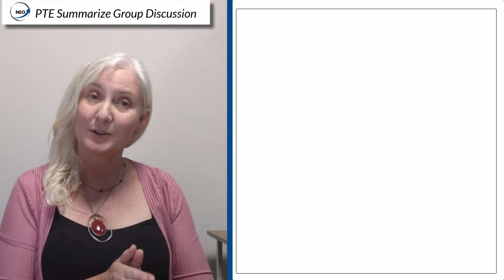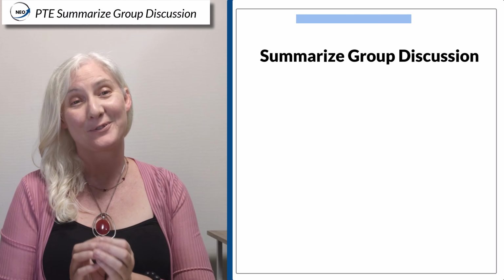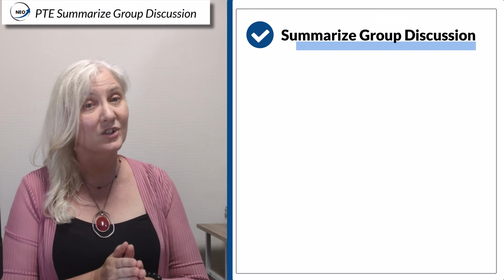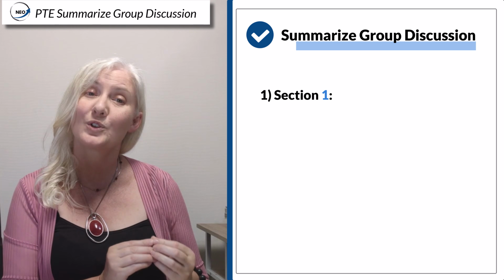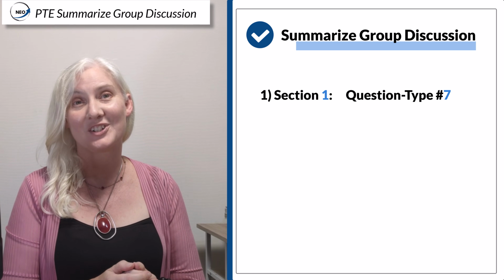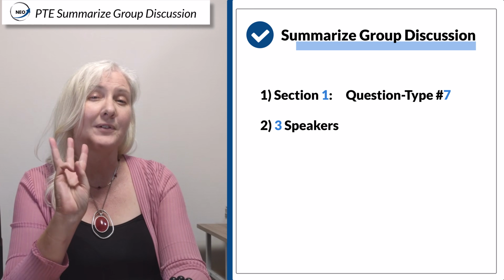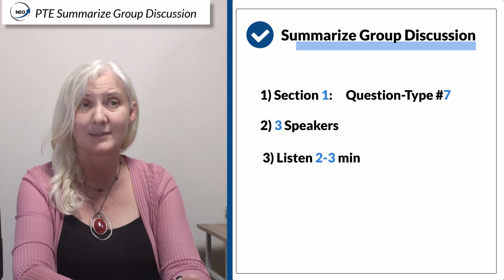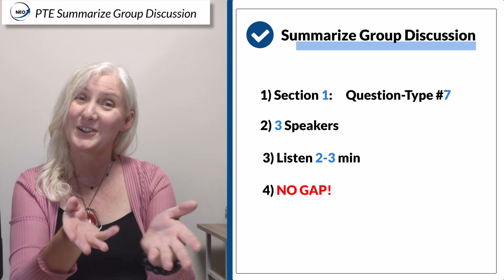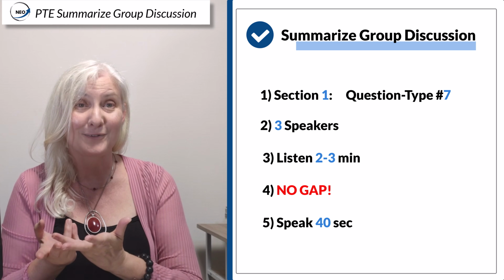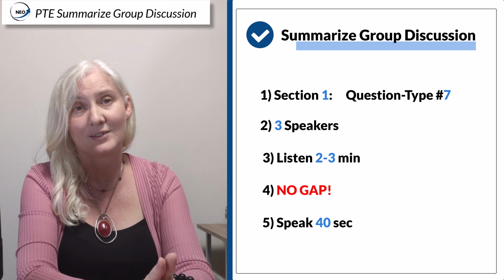So now, let's learn the new PTE question type, Summarize Group Discussion. Summarize Group Discussion joined Section 1 of the PTE in August 2025. It's the 7th speaking question type. You'll hear 3 speakers having a conversation for about 2 or 3 minutes. Then it's your turn to summarize what they said. You speak into the microphone and you have 40 seconds to respond.